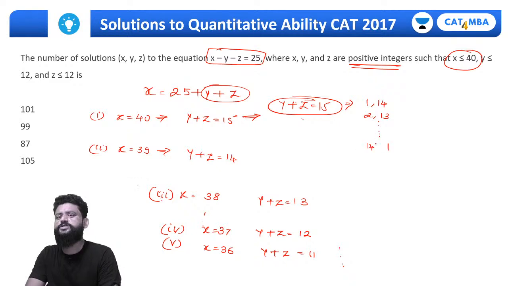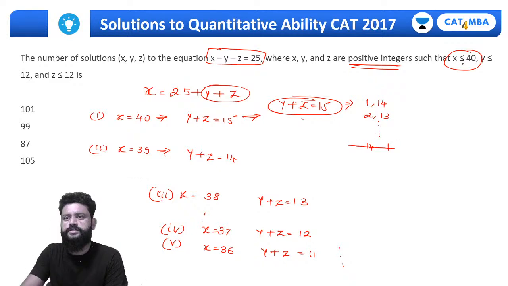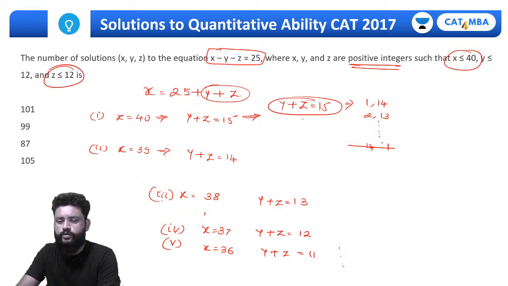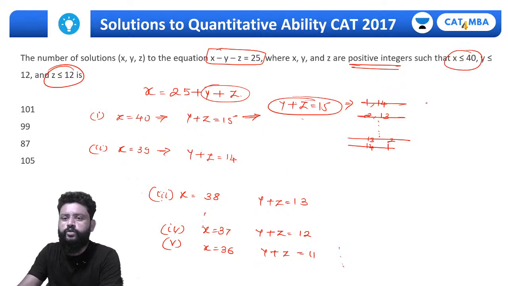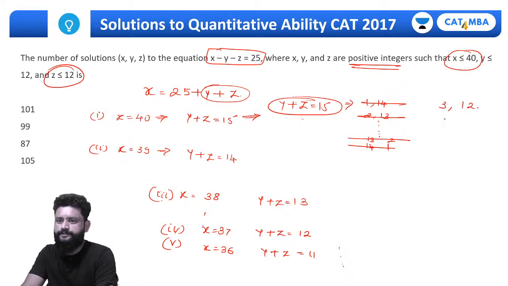इट इज नॉट पॉसिबल बिकॉज x एंड y एंड z आर लेस देन 12. ओके, सो ये लास्ट केस कैंसिल हो जाएगा. 13 और 2 भी नहीं चलेगा और ये भी कैंसिल हो गया. 1 प्लस 14. क्लियर? तो कौन से चलेंगे हमें? 3 एंड 12, दैट इज पॉसिबल. आई विल स्टार्ट विथ 3.